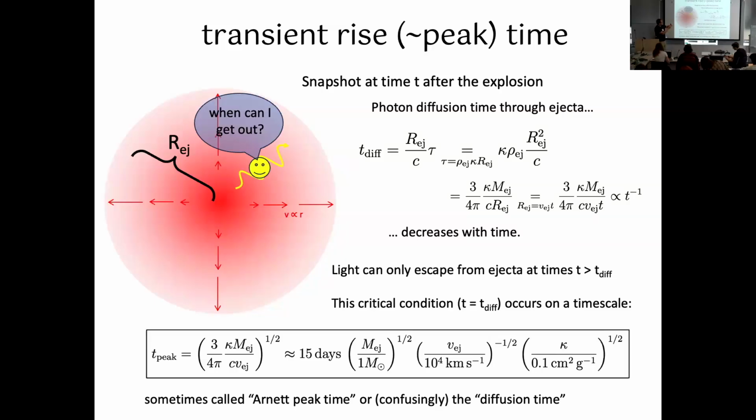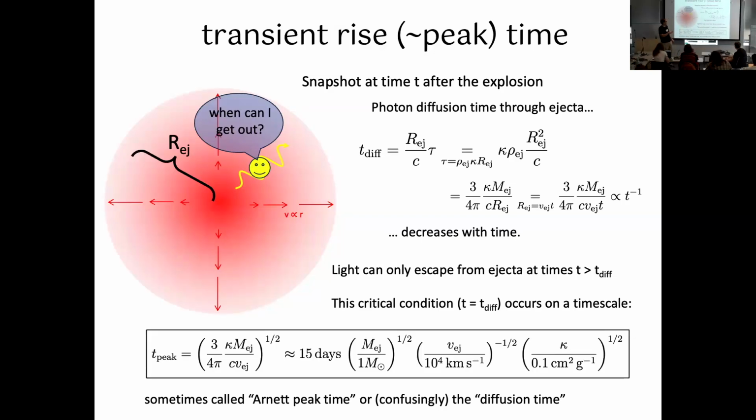So even though as the ejecta expands, it has to go further to get out, the time it takes is actually going down because it has to experience many fewer scatterings as the ejecta dilutes. So the diffusion time to get out is dropping with time. And so when can light get out? Well, it can get out once you've waited for a diffusion time. So once time since the explosion equals diffusion time, then the photon can get out, or equivalently, once the diffusion time becomes less than the radius doubling time of the ejecta.